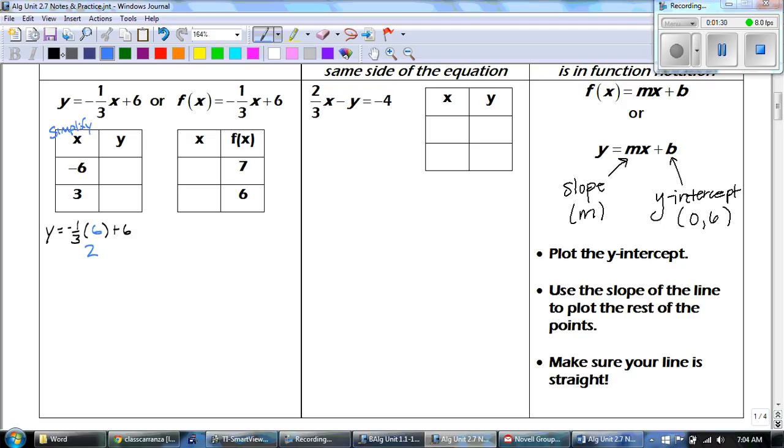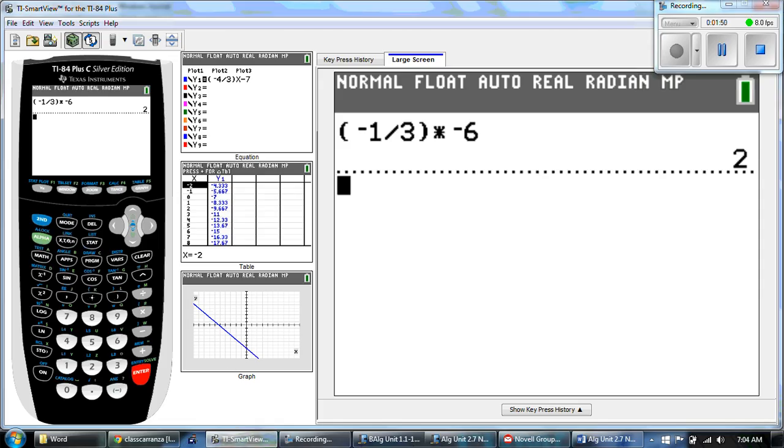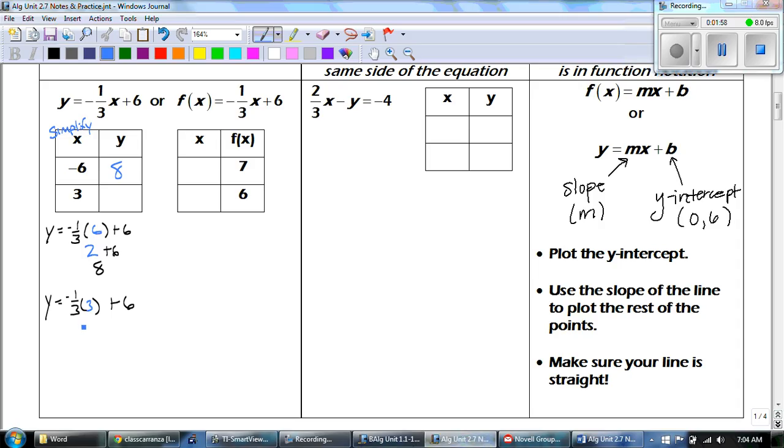And then I have to take 2 plus 6, and 2 plus 6 is 8. So that's my first ordered pair. Now I have to do the same thing with 3. So I have negative 1/3 times 3 plus 6. I go to the calculator: negative 1/3 times 3 is negative 1. So I have negative 1 plus 6, and negative 1 plus 6 is 5. So that's when we plug in the x and we simplify.